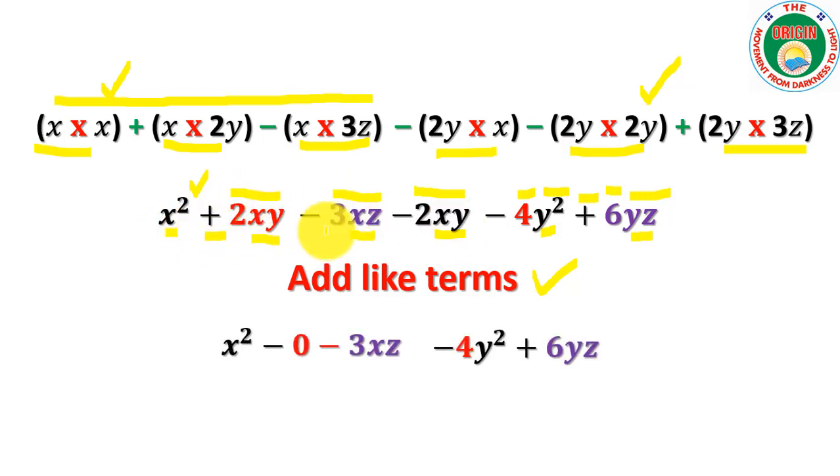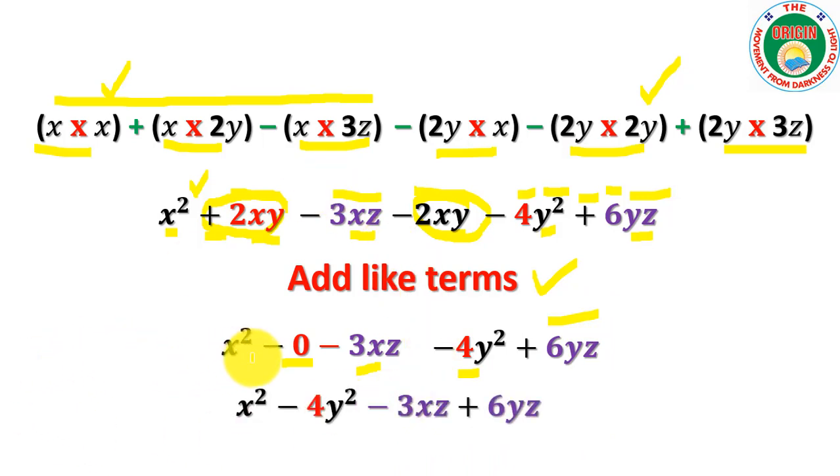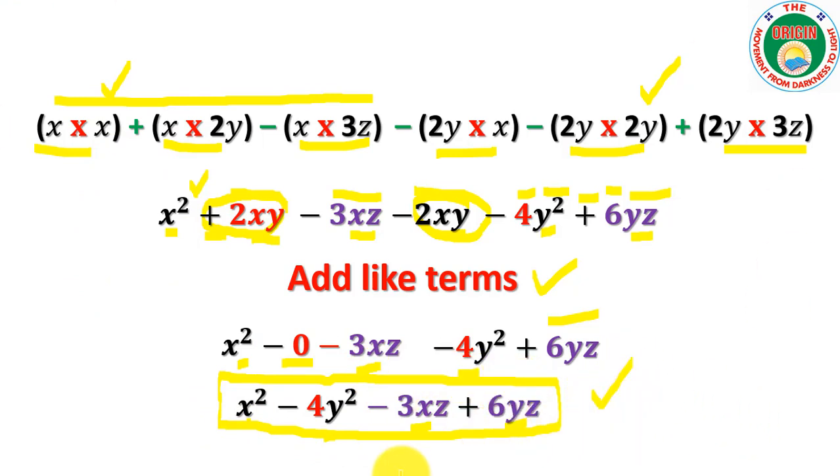Write the step like this: x square, plus 2xy minus 2xy is 0, minus 3xz as it is written, and minus 4y square. This is completed. These two terms vanished because the total is 0. The remaining is 6yz. I wrote it in order: x square first, then y square, 3xz and 6yz. This is the answer. Multiplying the given binomial by trinomial, the answer is x square minus 4y square minus 3xz plus 6yz.